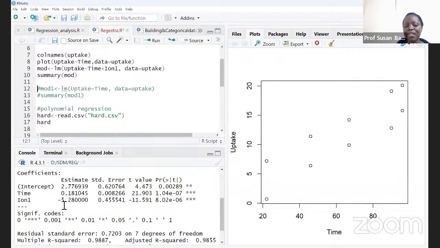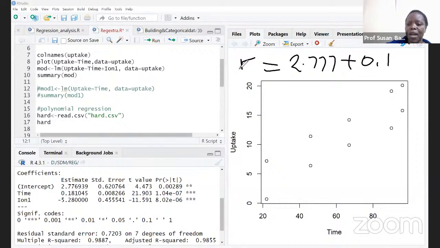So the first model for our data is going to be the intercept and the value of the slope, which is 0.181. So let me use my writing pad. The model for rubidium is going to be equal to 2.77 plus 0.181 time. That is the model for rubidium, because where there is iron 1 here, we've substituted with 0.